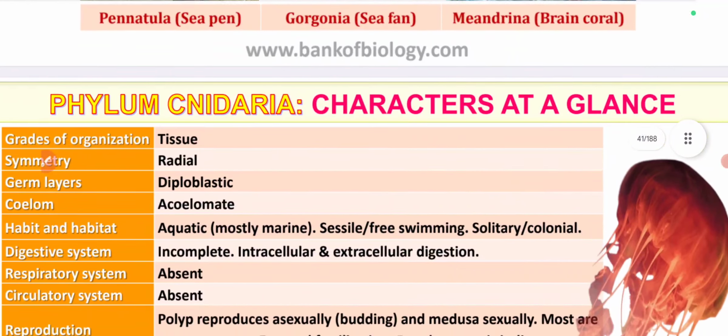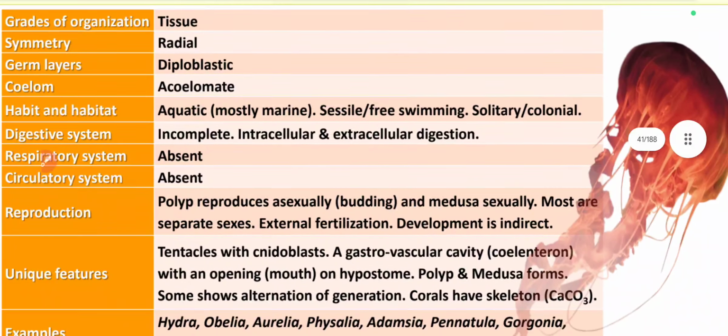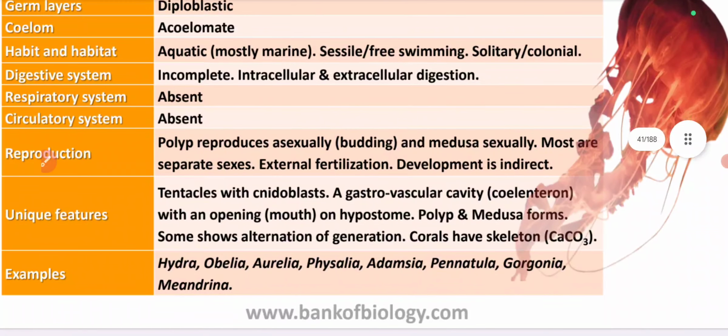They are the important ones, and here are the characters at a glance. Grade of organization: tissue. Symmetry: radial. Germ layers: diploblastic. Coelom: absent, means acoelomate. Habitat: mostly marine, aquatic, sessile or free swimming, solitary or colonial. Digestive system: incomplete, with intracellular and extracellular digestion. Respiration: absent. Circulatory system: absent. Reproduction: polyp reproduces asexually, that is budding, and medusa sexually. Most are separate sexes. External fertilization, development is indirect.